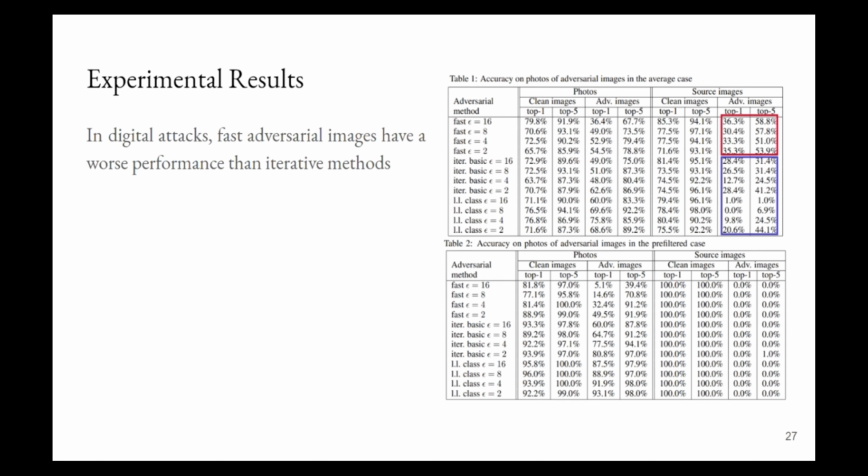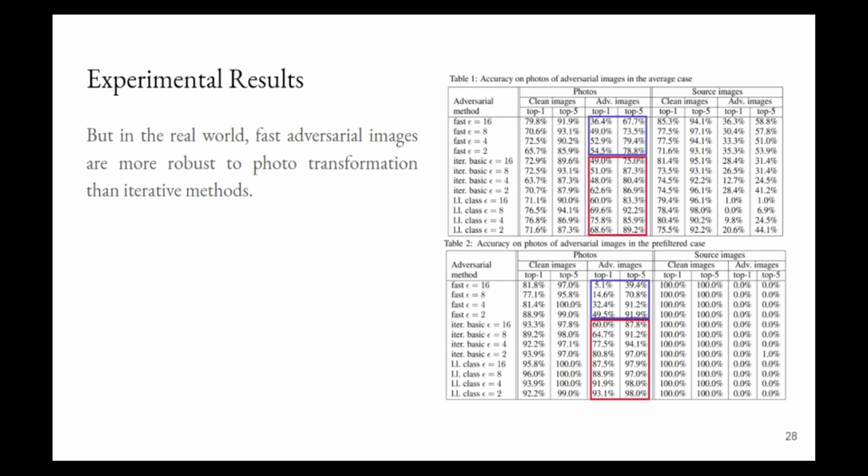Before transformation, we can see that attacks generated with the FAST method have a higher accuracy and perform worse than attacks performed with one of the iterative methods. But when we look at the real world, we can see that the trend reverses and that now attacks generated with the FAST method have a lower accuracy than attacks generated with one of the iterative methods. This means that the FAST method is more robust to transformation.